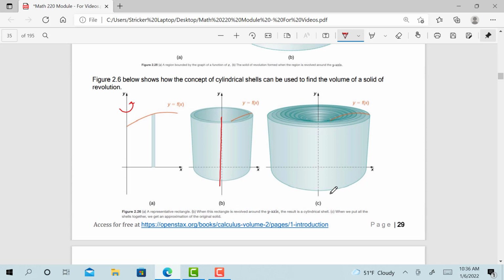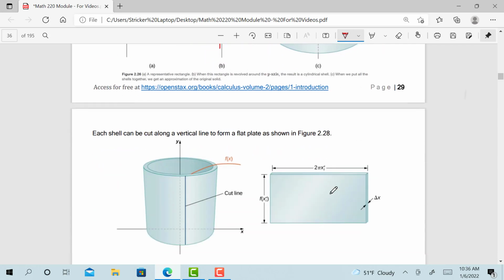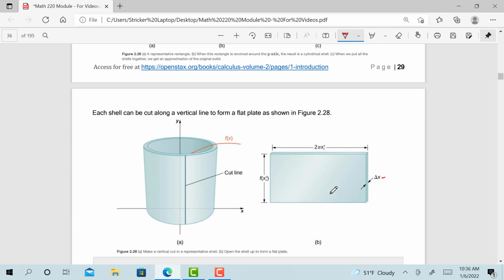The thickness of this rectangular solid is going to be the dx, because remember, going back to our picture, we took a vertical representative rectangle, which has a thickness of dx, and that's our dx over here. And then the height of this is going to be determined by our function. This is our height here. And then the other dimension is actually the circumference of that shell.